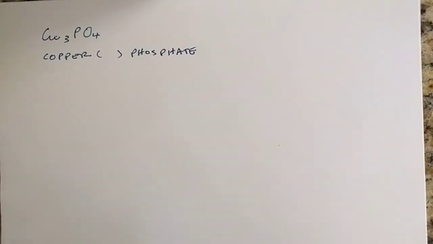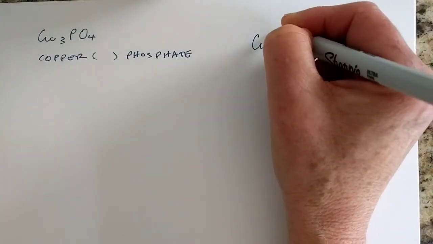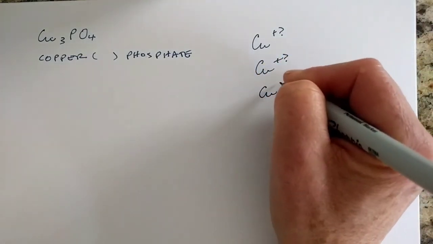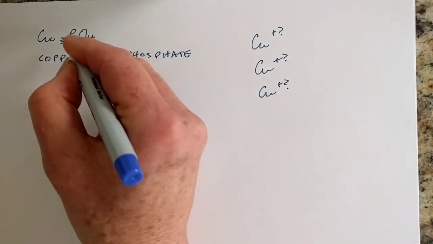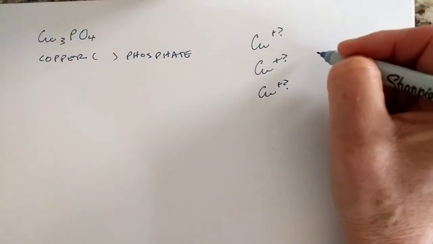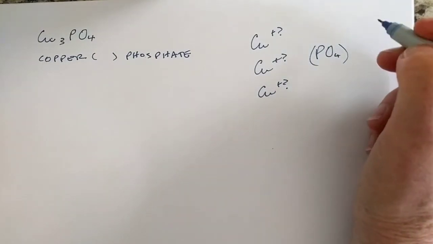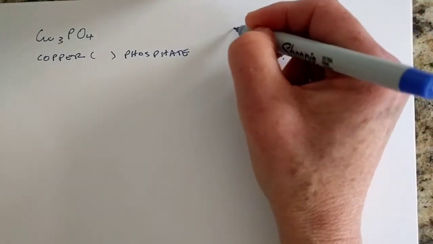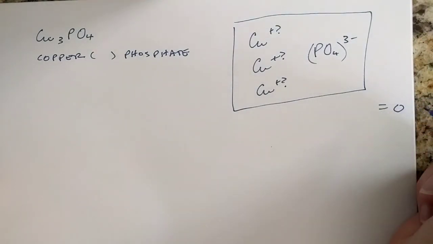Okay, now we're going to box the formula. We're going to put the individual ions that are in our formula unit. So we have 3 copper ions plus something. That's what we're figuring out, what they are. And we have 1 PO4 ion. We don't have the parentheses, you can put them in if you'd like to. We have to check our chart so we have the right charge, and our chart tells us that this is 3 minus. Here is our box, and we set it equal to 0.